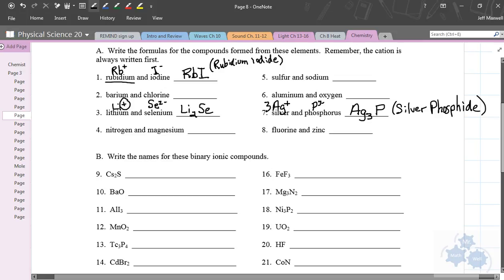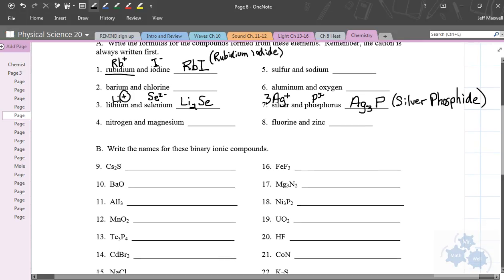We're going to try some from B as well. So B is naming. Naming's pretty easy. The only thing you got to watch for is, do the positive ions have more than one charge? Then you have to put the Roman numeral in the name. That's the only thing. But here, cesium and sulfur, right? Those are the two elements. So this is just cesium sulfide. Ionic compounds, pretty easy to name. You name the positive ion element, and then you replace the ending with "ide" for the negative.